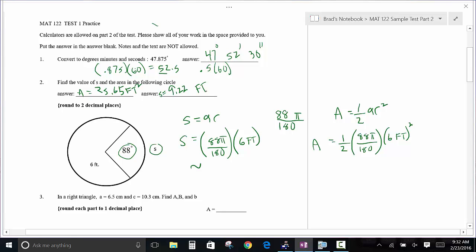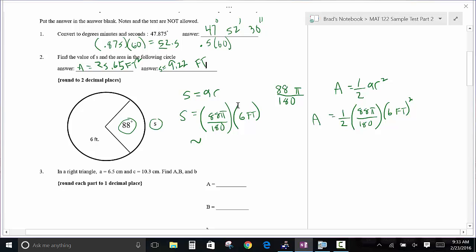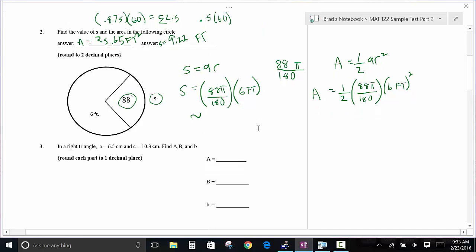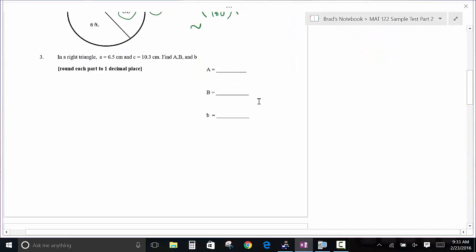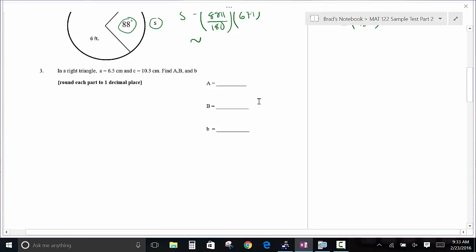Square feet. So you want to have your units down too. That's a pretty important thing. You want to be sure that you know how to handle those two things. I always give you something in degrees because I'm testing to make sure that you know how to change that to radians. That's pretty important.